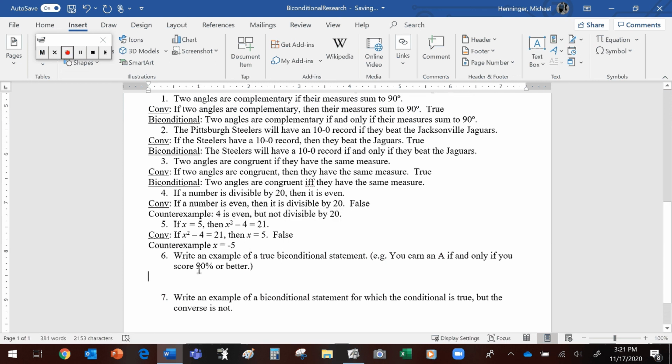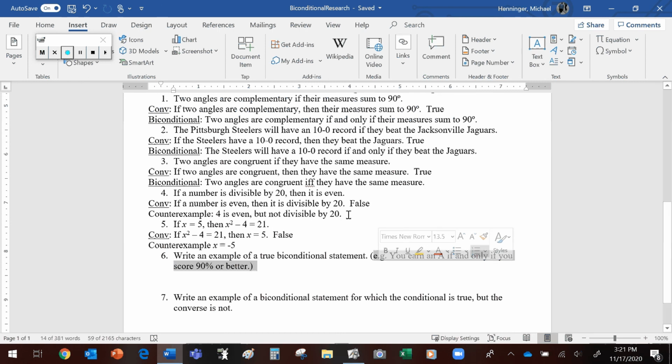So number 6, we want to write an example of a true biconditional statement. Well, I have an example for you, so you can come up with your own. Okay, you will earn an A if and only if you score a 90% or better. So if you score a 90% or better, you will score an A. Okay, it works in both directions. That makes it a true biconditional statement.